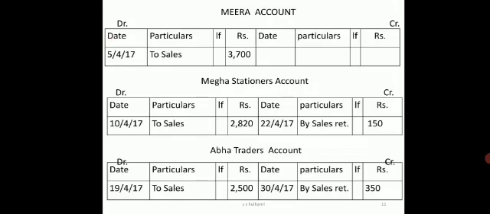So we'll see some more problems or the next topic in the next class, that is next subsidiary books, that is the cash book. Till then, be safe.